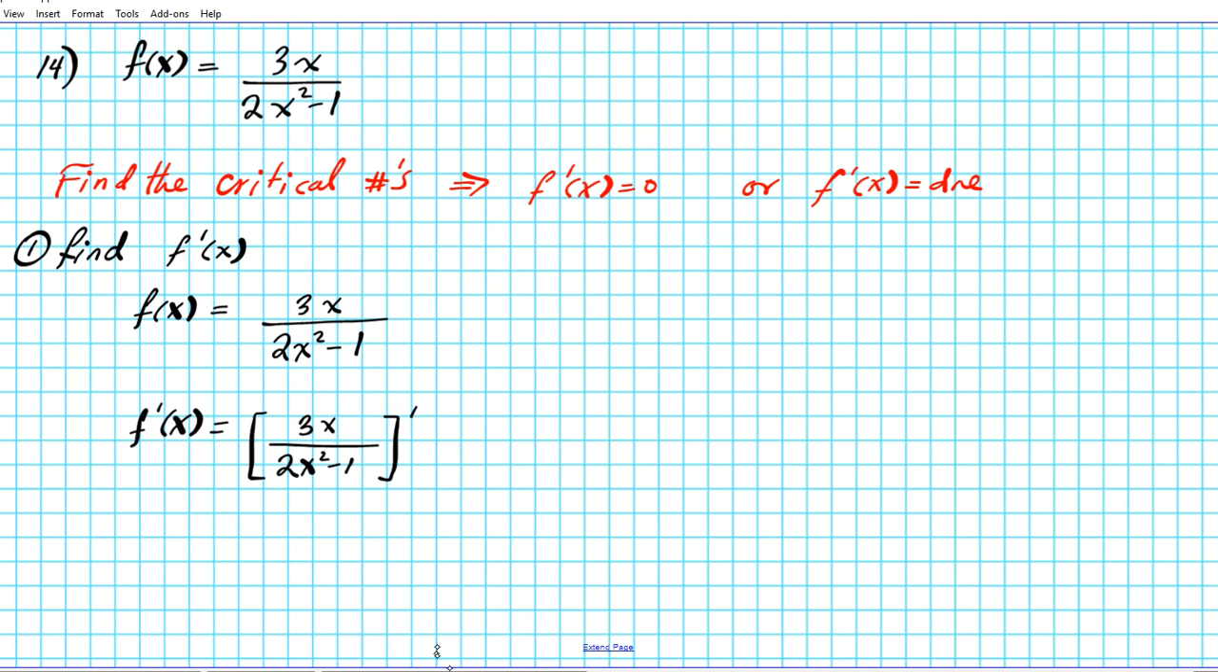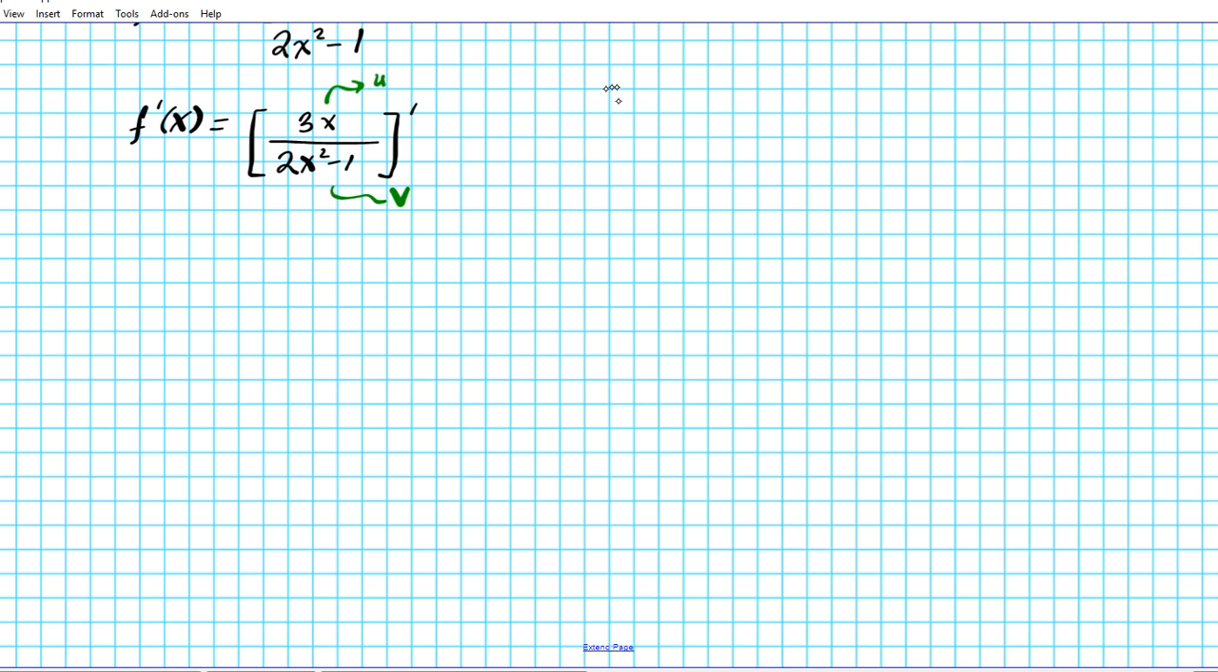So what we have here is the numerator is u and the denominator is v. Okay, so what is the quotient rule? If you have u over v and you want to find the derivative, u over v prime is equal to vu prime minus uv prime divided by v squared. Okay, so let's apply that procedure here.